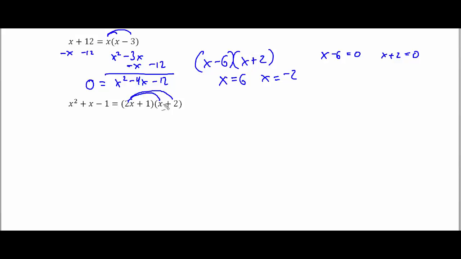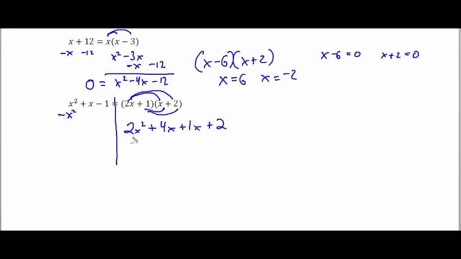I have to FOIL, which is double distribution of first, outside, inside, last, which would give me 2x squared plus 4x plus 1x plus 2. I would never leave 1x in my final answer, but I find it somewhat useful when I'm doing a lot of work over here to try to solve x's and combine x's, that I write it out. Now you'll note that I've got 3 terms over here on the left-hand side of this equal sign, and I should move them over to the right because that will give me a positive x squared if I do so.